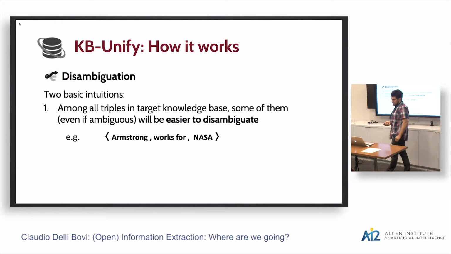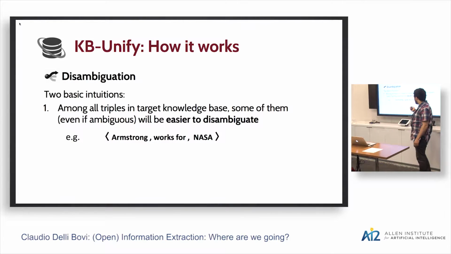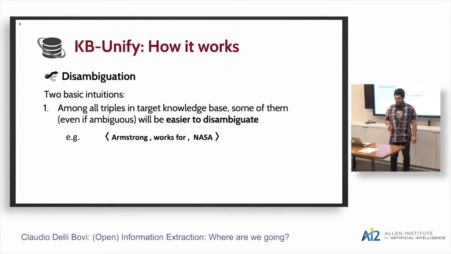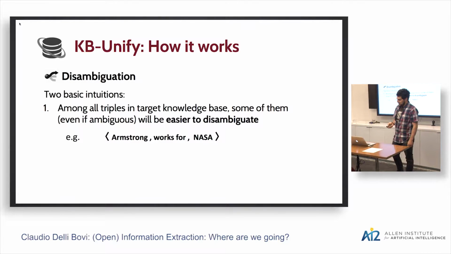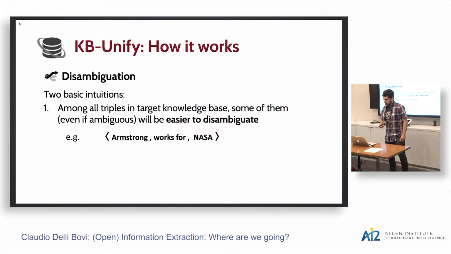The first intuition is that if you have a bunch of triples, let's say in the target knowledge base that we're trying to disambiguate, you may have some triples, obviously not all, but some triples that are easier to disambiguate than others. So for instance, if you look at this triple here, you have Armstrong works for NASA. Then Armstrong is ambiguous, because that could be an astronaut, that could be a musician, that could be a cyclist. NASA is also ambiguous, I think in BabelNet it is. But the point is, even though they're both ambiguous, if you find those two together, then you would expect that this Armstrong refers to the astronaut and NASA refers to the space agency.